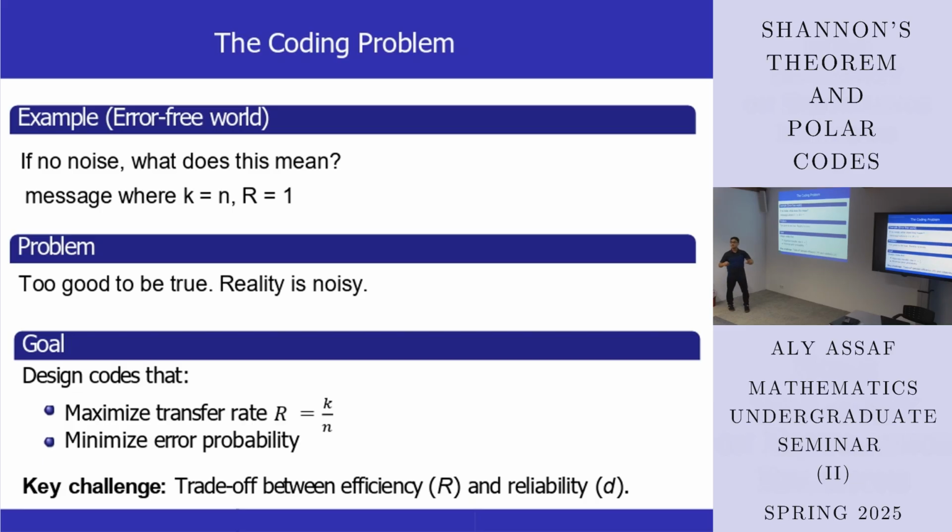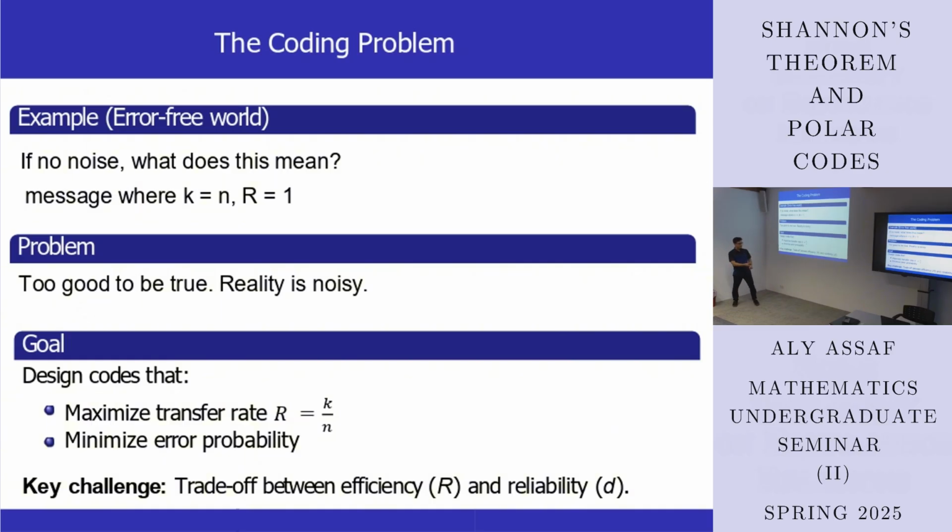Okay, now we can introduce the coding problem. In an error-free world, it's very obvious that we won't have to worry about it. We can just have a maximum rate of transfer. Remember, rate of transfer is K over N, the number of information bits divided by the total number of bits. We can have an efficiency of 1. It's perfect. 100% of the information we're sending is real information. But in reality, that's not the case. We have noise. We have errors. And that's exactly what the coding problem aims to solve.